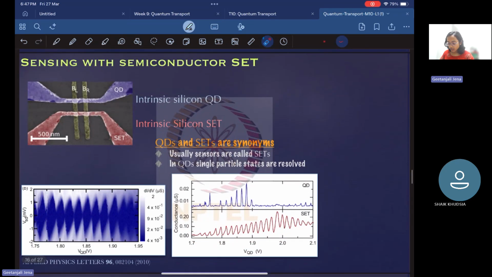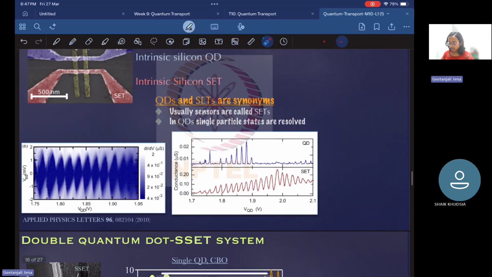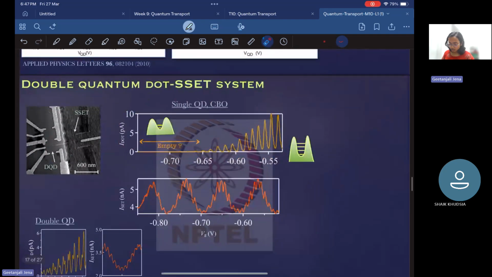Okay. In the next one, we have the semiconductor SET, which shows the same behavior. Using this conductance graph and the oscillation in this SET, we can use it as a sensor. There is not much to discuss here.